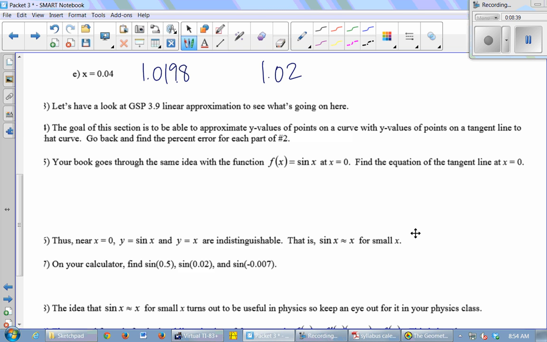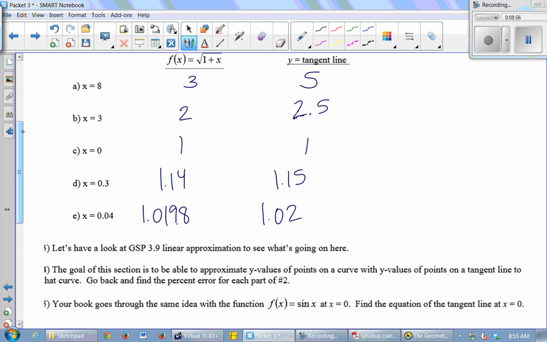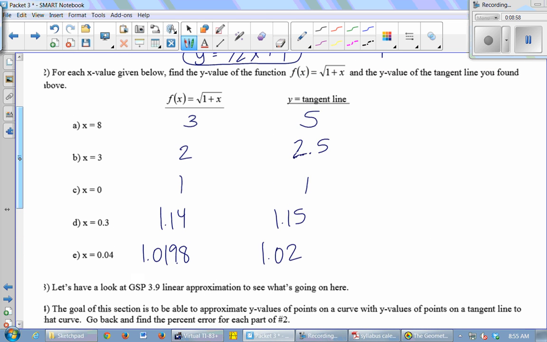So this is the basis of how a lot of approximation was done before calculators, right? If you wanted to know the square root of 1.3, that was a difficult calculation. So this was one way we could do it. Get a tangent line approximation at 0 and plug 0.3 into the tangent line, and you'd have an approximation for the square root of 1.3.